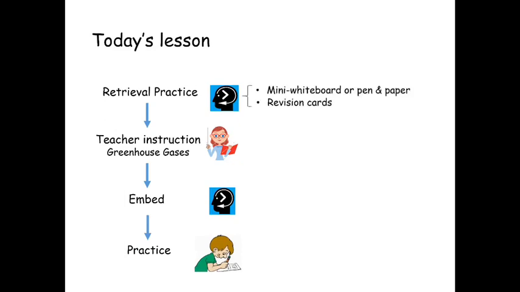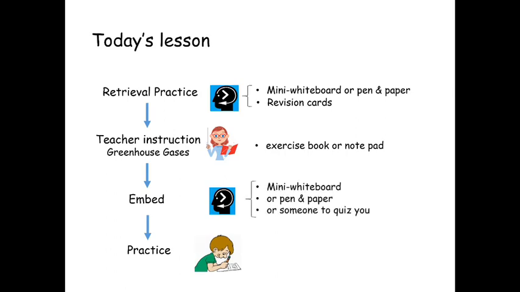What you're going to need is a mini whiteboard or a pen and some paper, possibly some revision cards for the retrieval practice, an exercise book or a notepad to write down the new content, a mini whiteboard, pen and paper, or someone who can quiz you for the embedding, and an exercise book or notepad again for the practice work. Pause the video and get yourself organised.